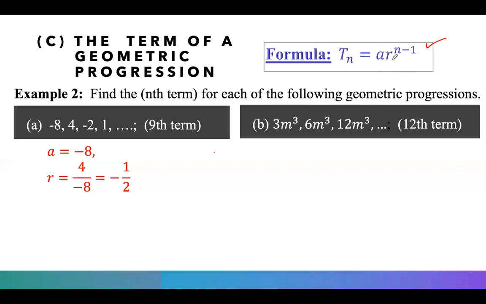If AP is plus, therefore it's a plus n minus 1 times d. Okay, so we apply the formula. So T9 equals -8 times -1/2 to the power of 9 minus 1. Right? So this part, you can use your calculator. So you get -1/32.